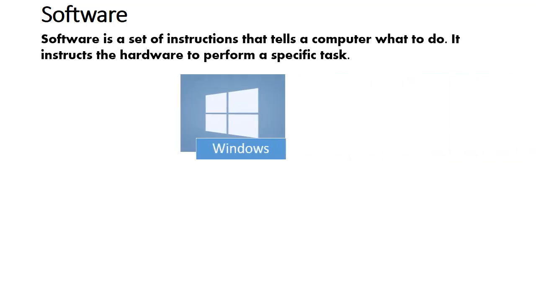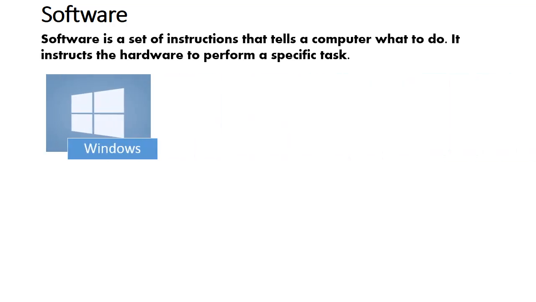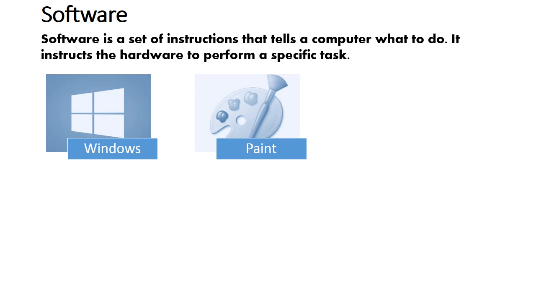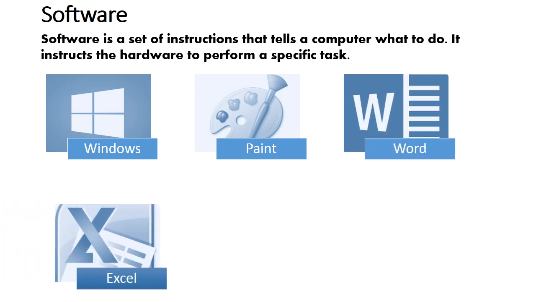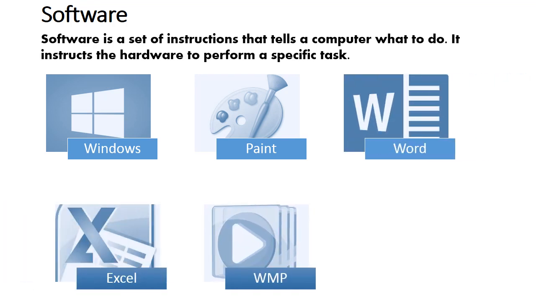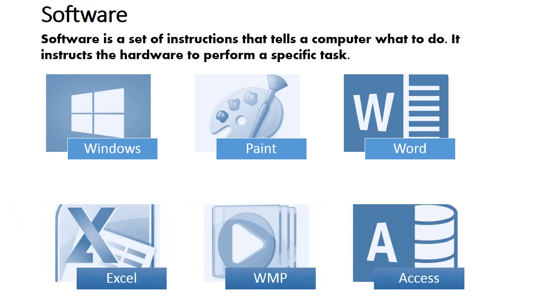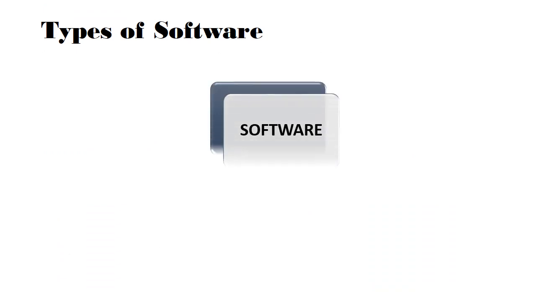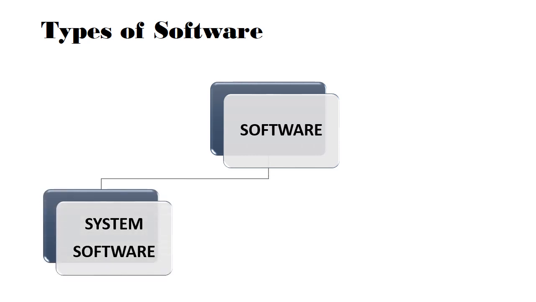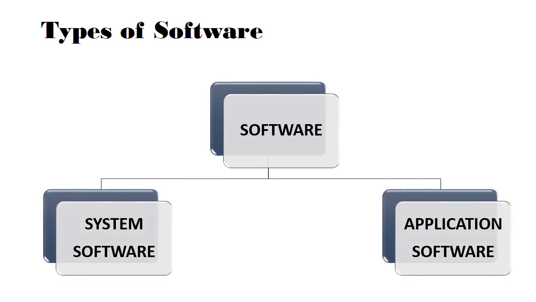Examples of different software are Windows, MS Paint. I hope all of you have used MS Paint for drawing and coloring. Word, Excel, Windows Media Player, MS Access, and so on. Again, software can be divided into two types: system software and application software.